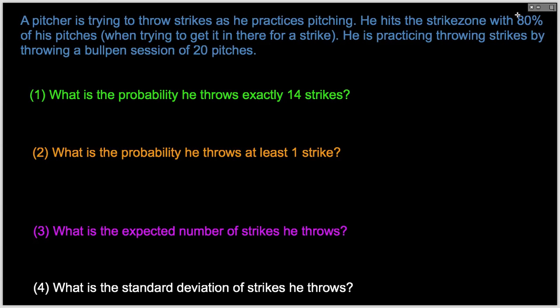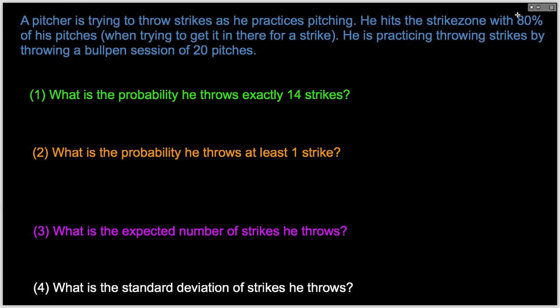Okay, guys, so these are two binomial random variable problems and just one discrete random variable problem that we're going to look at here. This first problem says a pitcher is trying to throw strikes as he practices pitching.